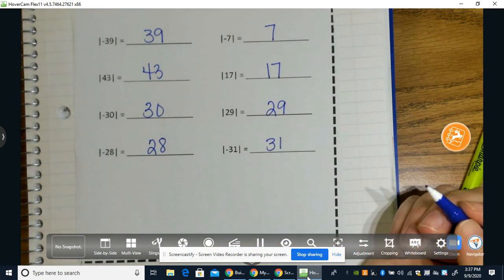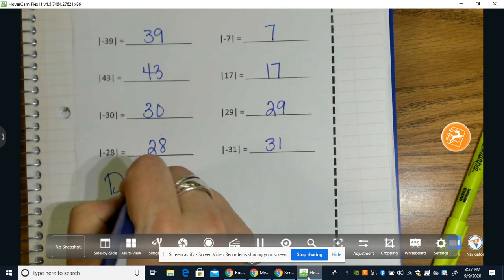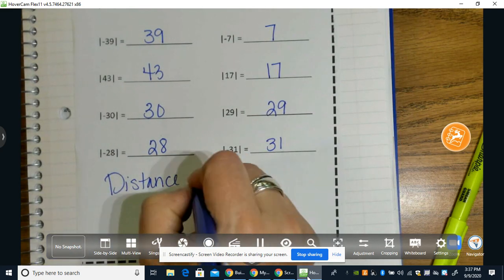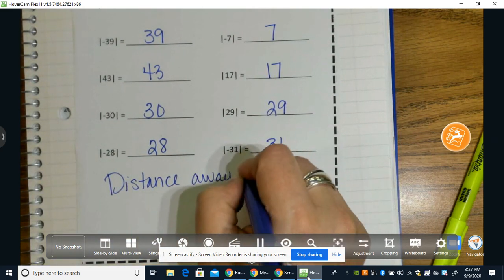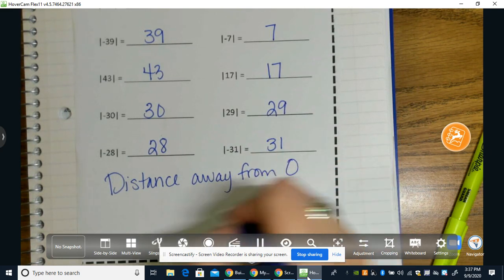So the key thing with absolute value, guys, is remember that it's the distance, keyword distance, away from 0 on a number line.